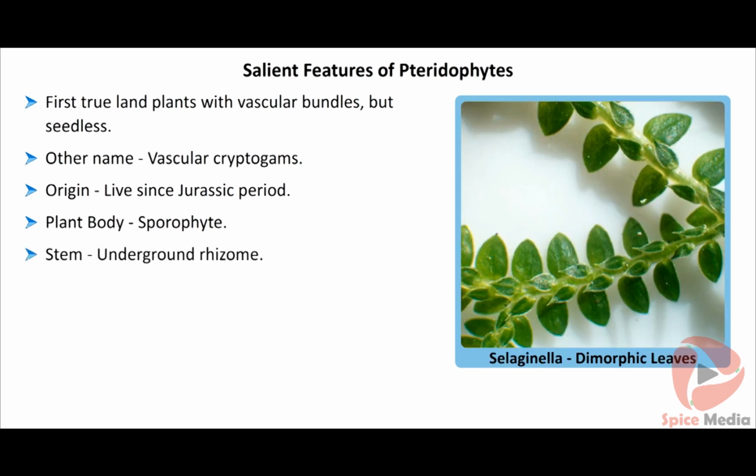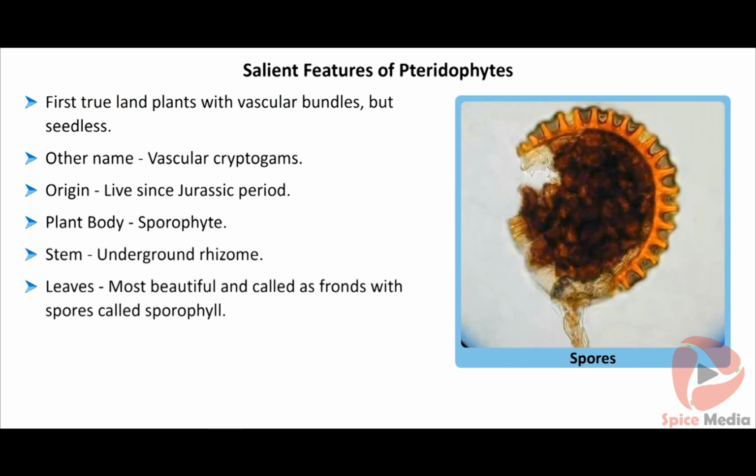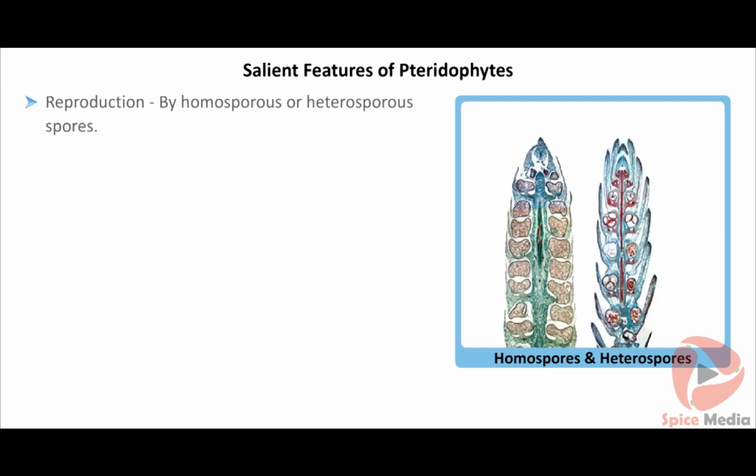Their stem is an underground rhizome. They possess gorgeous leaves which are called fronds. When the leaves bear sporangia on the ventral or lower side, it is called a sporophyll. The pteridophyte Selaginella possesses 2 types of leaves, hence it is called dimorphic leaves. They reproduce by means of spores. Spores may be homosporous or heterosporous.